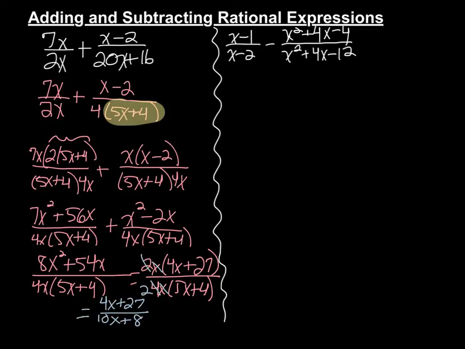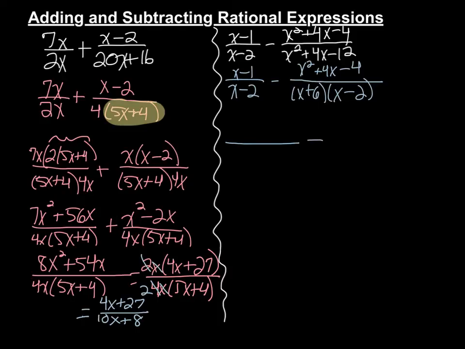In our subtraction example, we're going to again factor whatever we can. So the x minus 1 over x minus 2 is going to stay. But then the numerator of the second fraction cannot be factored because there's no two factors of -4 that add up to +4 with different signs. So we're just going to leave it the way it is for right now. In the denominator, two factors of -12 that add up to +4 and have different signs would be a +6 and a -2.